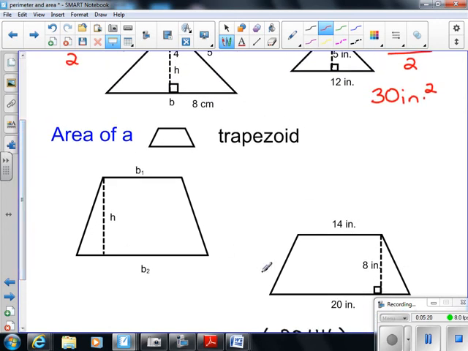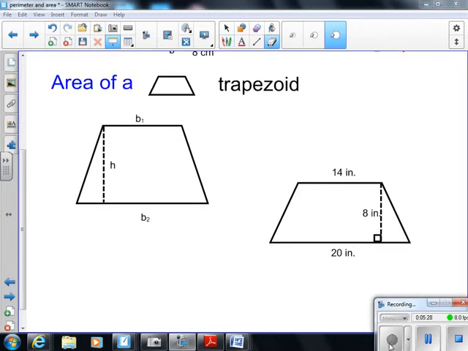Okay, now we're going to look at how you find the area of a trapezoid. Now, this might be something new. A trapezoid is different than a parallelogram. So in order to find it, we have to find out which base we're going to use. Do I have to pick? Not really. You're going to trim this off, flip it over, and you have a rectangle.